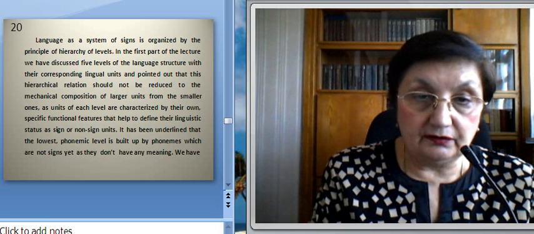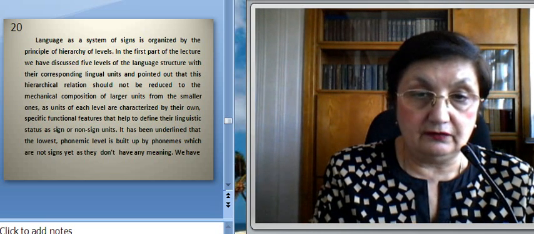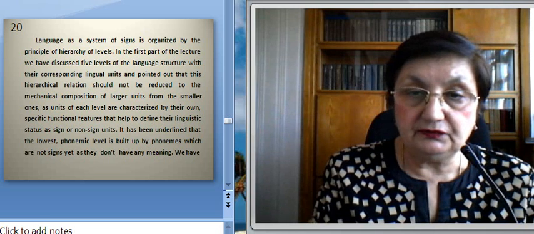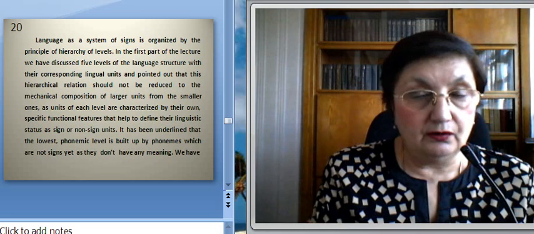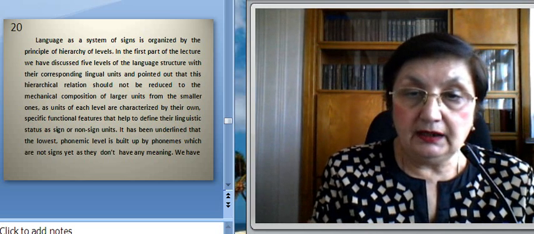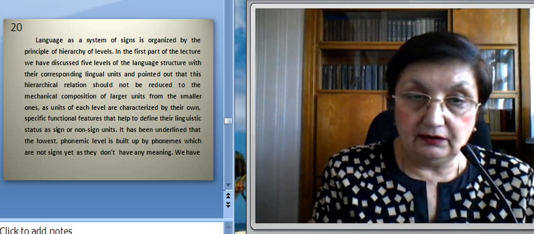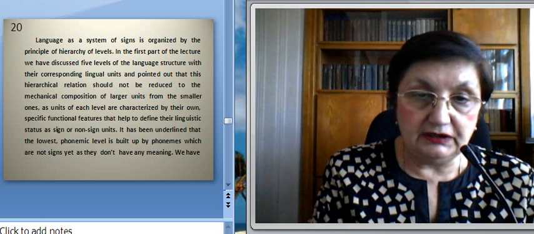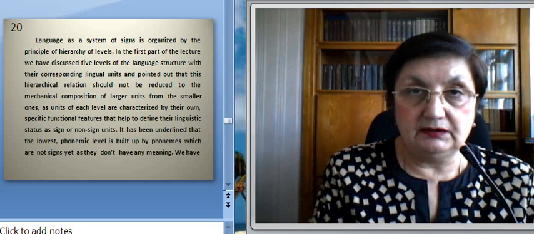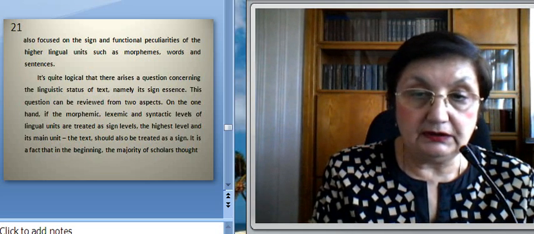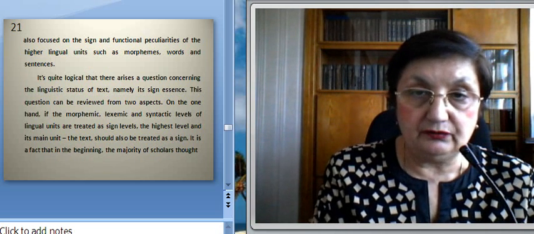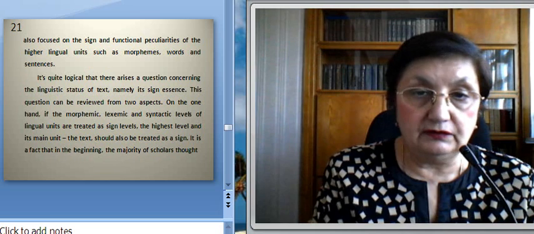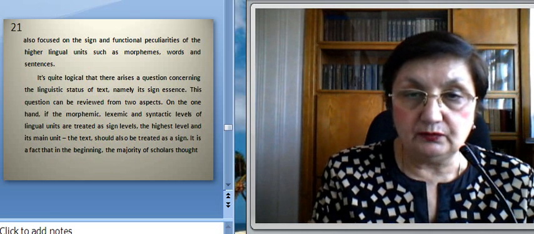It has been underlined that the lowest phonemic level is built up by phonemes which are not signs yet, as they don't have any meaning. We have also focused on the sign and functional peculiarities of the higher lingual units, such as morphemes, words, and sentences. It's quite logical that there arises a question concerning the linguistic status of text, namely its sign essence.